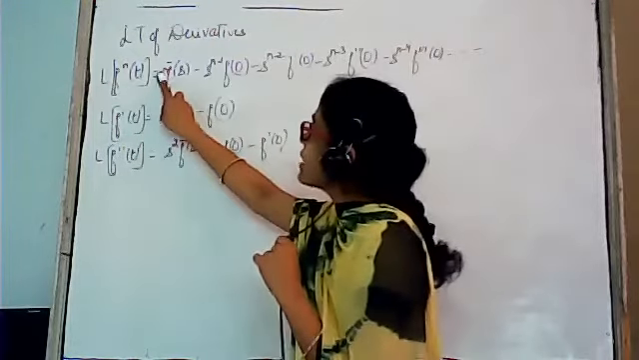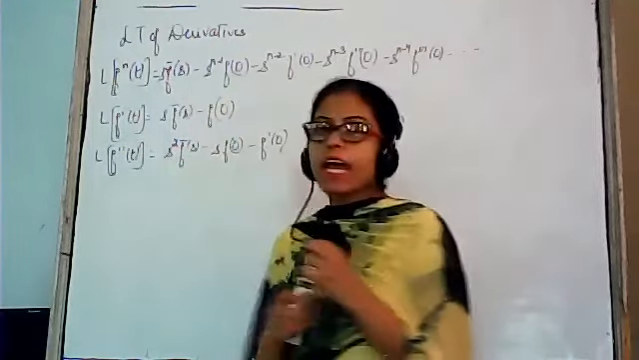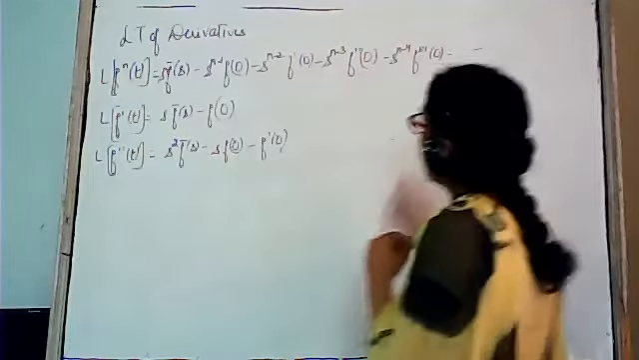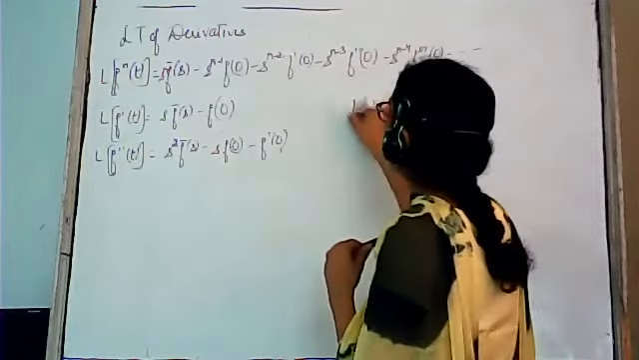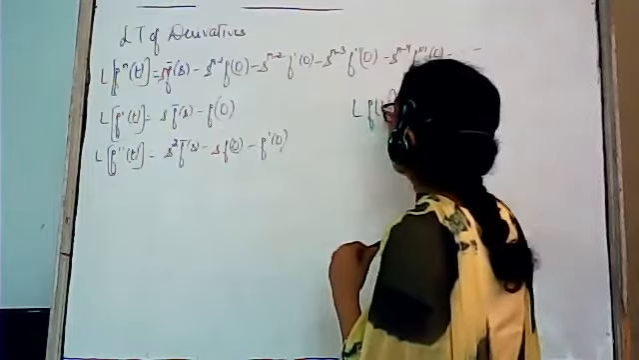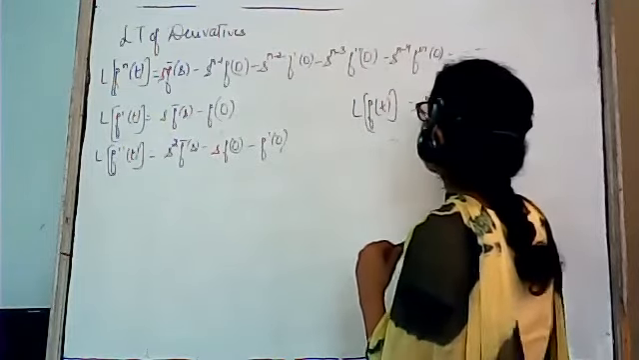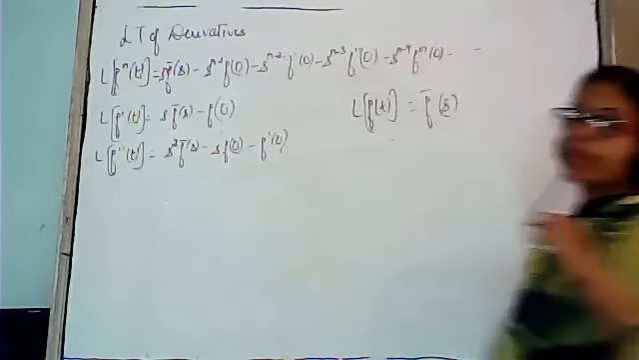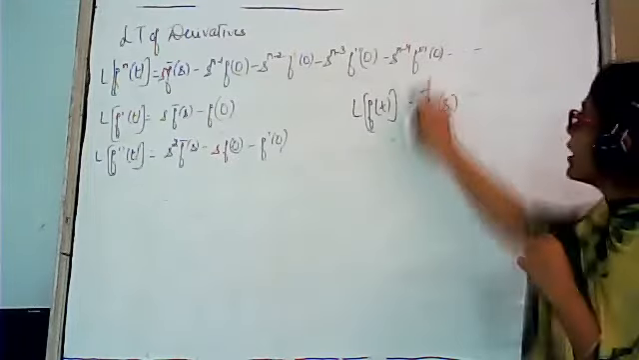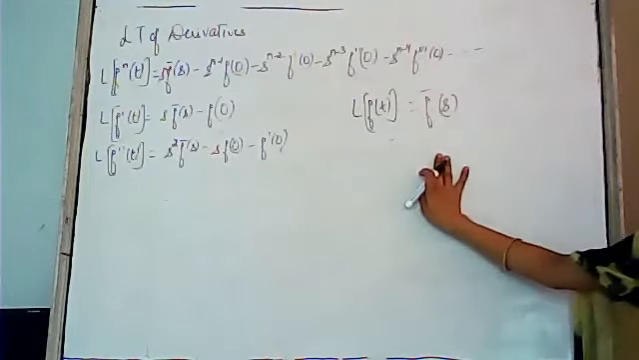First of all, s raised to the power n into f bar s. F bar s क्या है यहाँ पे? I told you yesterday that if we want to find the Laplace transformation of f of t, then the result will be in the form of f bar s. ठीक है? तो ये f bar s जो हमारे पास राइट हैंड साइड होती है, ये वो है.